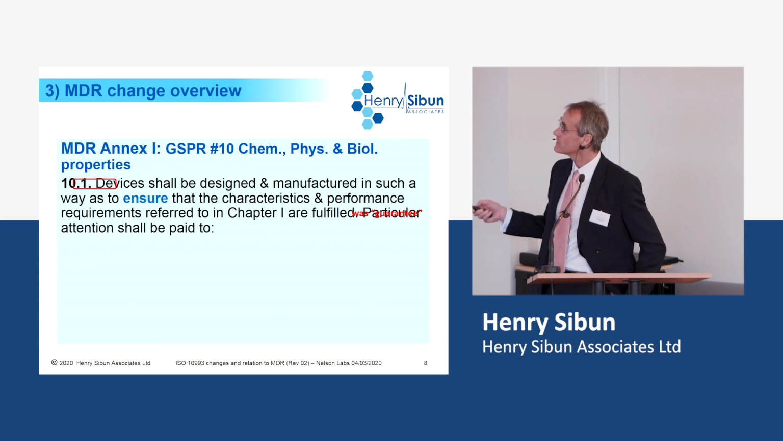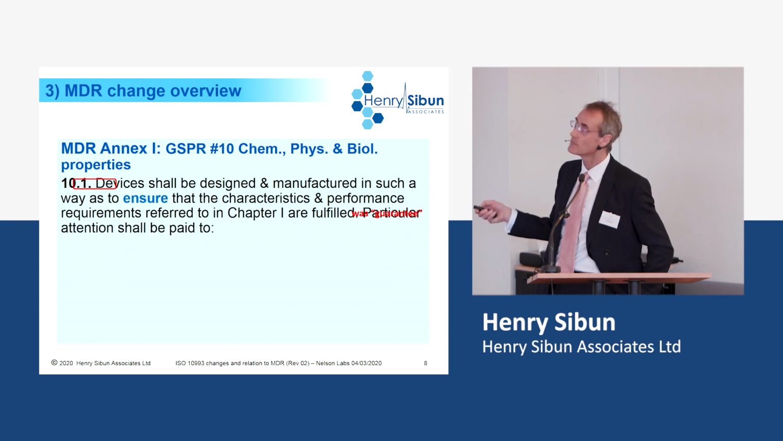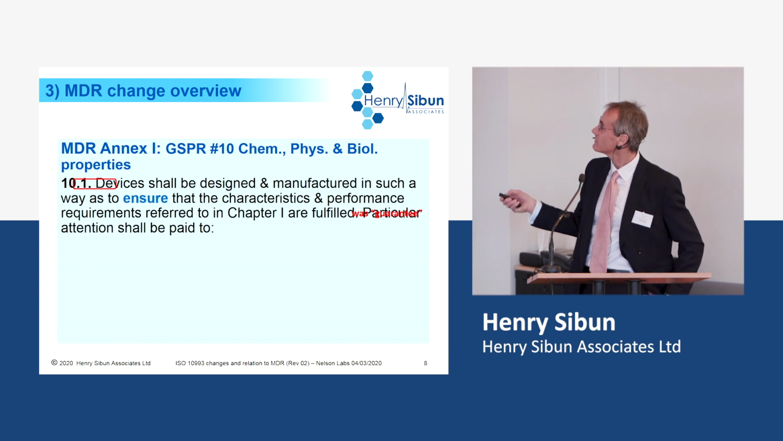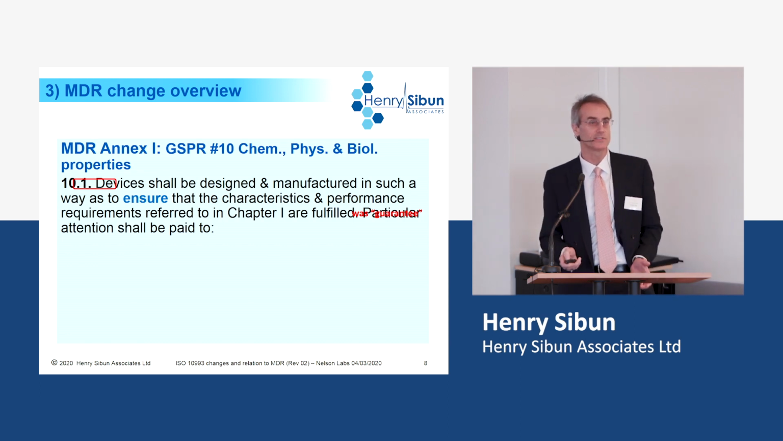So if I read this here, this is 10.1 GSPR. Devices shall be designed and manufactured in such a way as to ensure that the characteristics and performance requirements are fulfilled. Okay, and they've changed the word, that was guarantee, it's now ensure. In English, there's not a big difference in the meaning. There's no difference in intention.